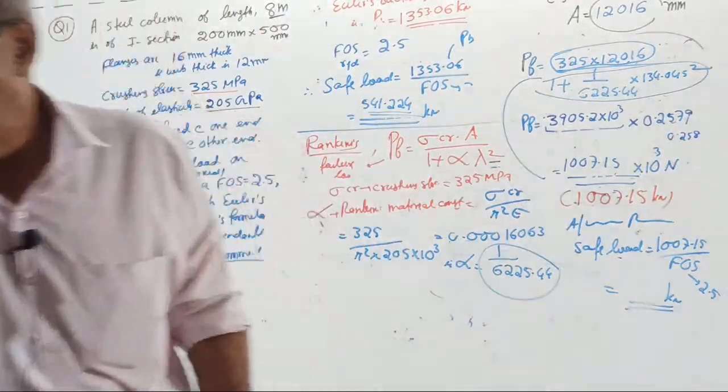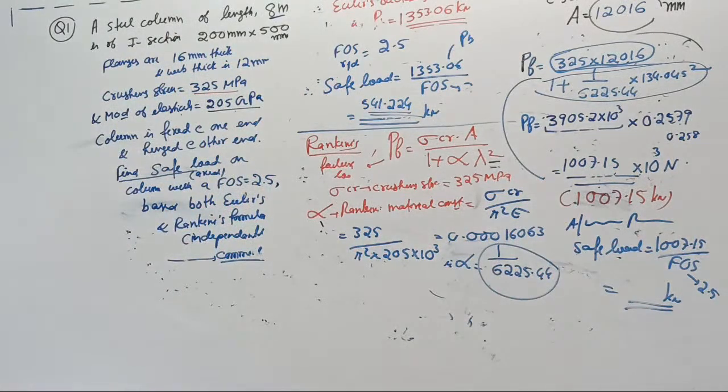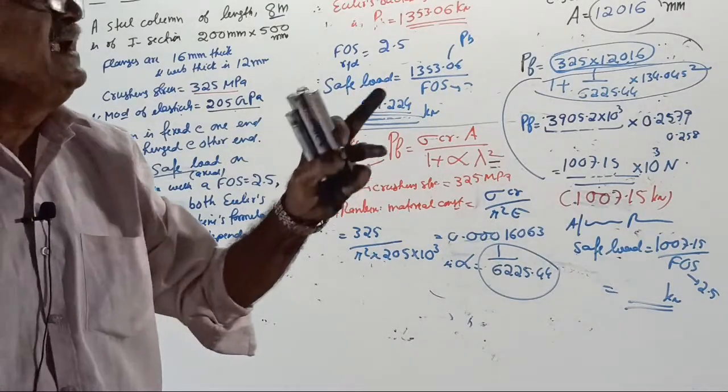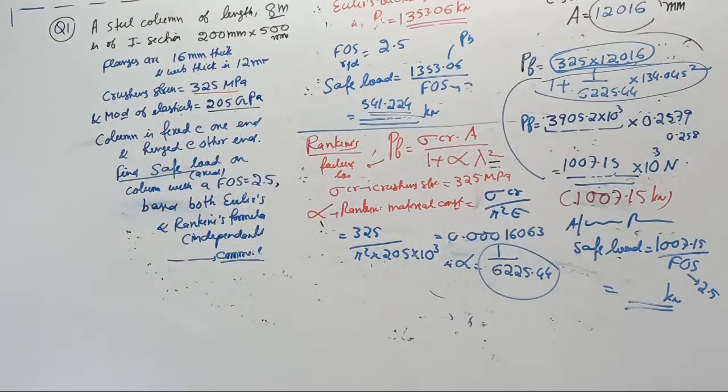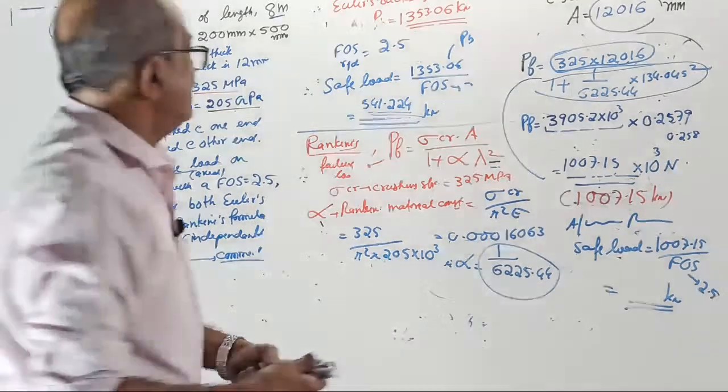You apply only how much? Don't listen to Euler, he told. Don't depend on Euler. You always depend on me. Rankine will tell you, I am dependable every time. Do not listen to Euler. 401.94 kilonewton.